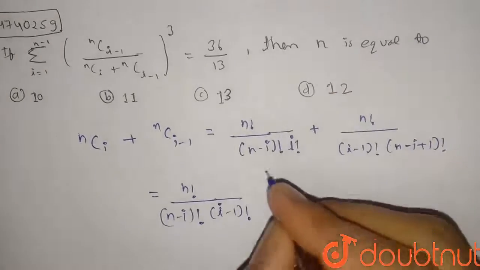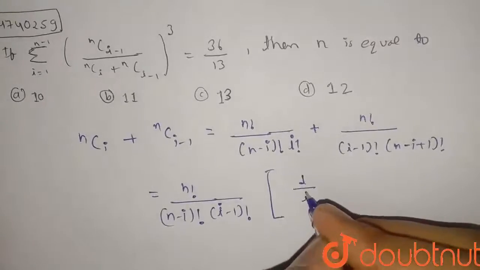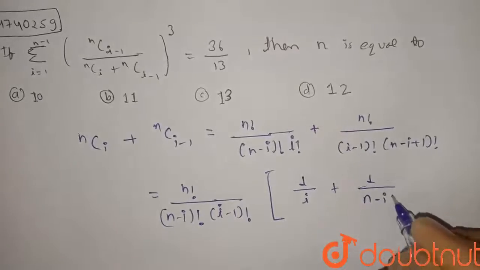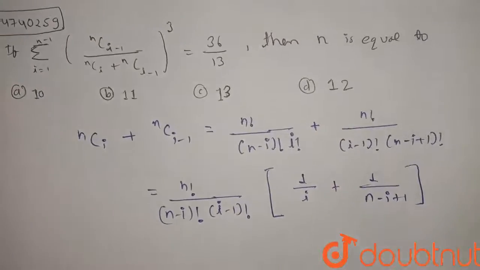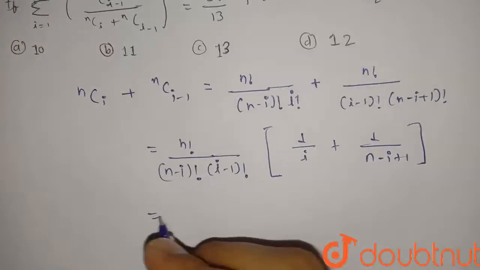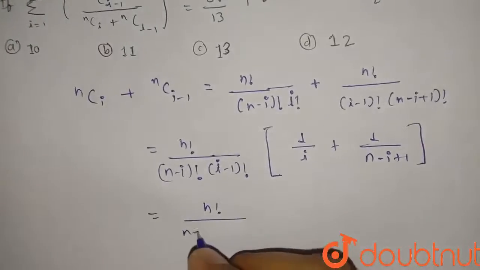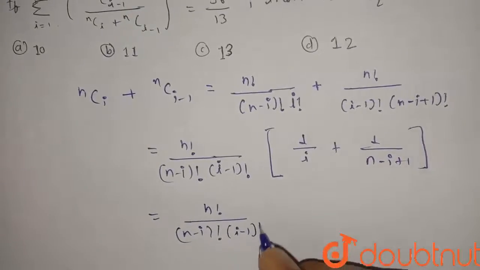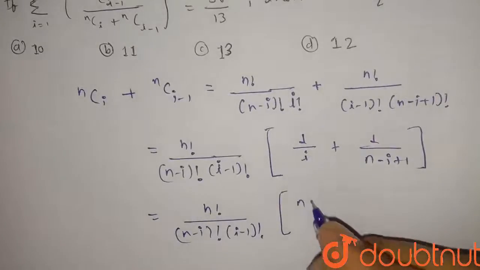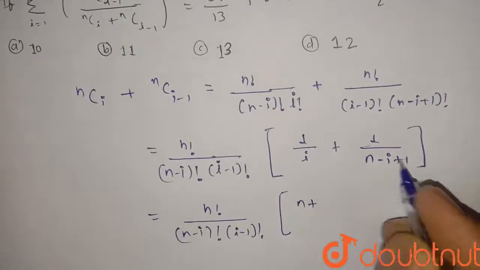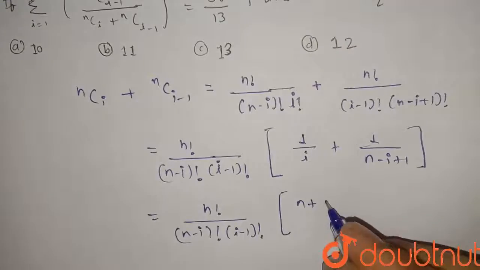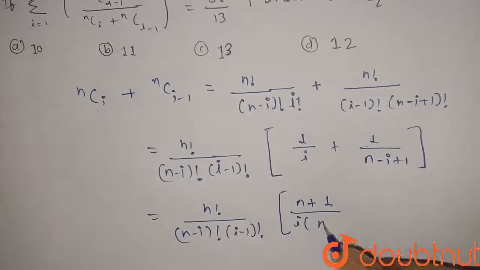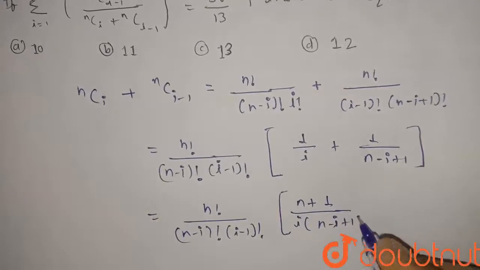Okay, so here the remaining terms will be 1 upon i plus 1 upon (n minus i plus 1). Now taking LCM and solving, it will be n factorial upon (n minus i) factorial (i minus 1) factorial, and this will be (n minus i plus 1 plus i), so i will be cancelled, so n plus 1. Okay, and in the denominator i into (n minus i plus 1).